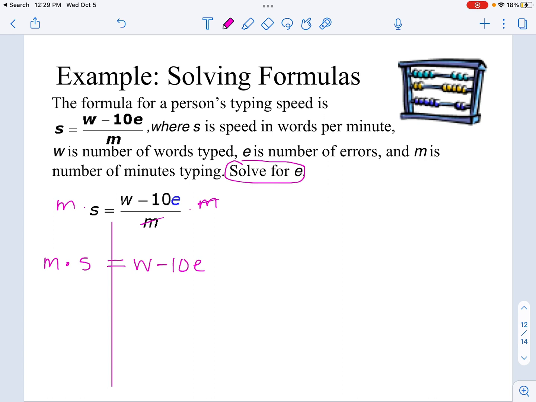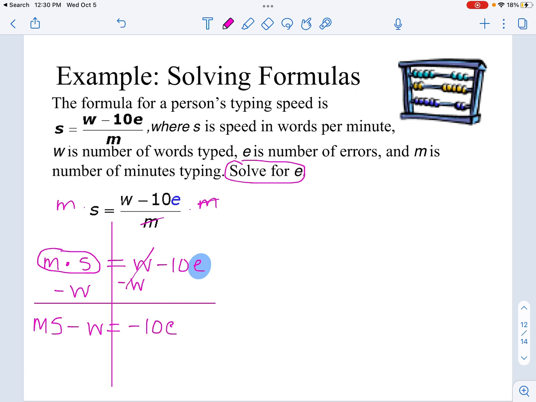I am then going to keep going until E is by itself. So I would need to get rid of W next. To do that, I would need to subtract W on both sides. W cancels. So what you have is M being multiplied by S, which is just MS. And now we have a minus W, all equal to negative 10E.